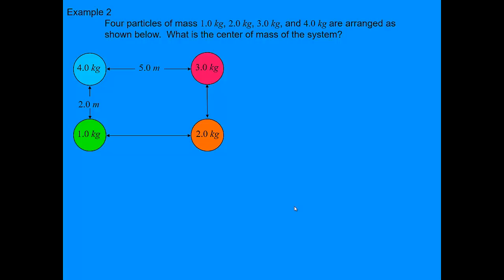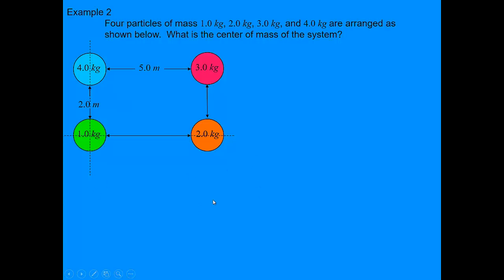Again, we could put it anywhere. There's a bunch of places we might put it. I'm going to put it here. Notice I put my origin through the center of this object, the 1 kilogram object. Why? Because it keeps everything in the first quadrant, so it makes everything positive. Why make your life hard? Choose to put it where you want it.